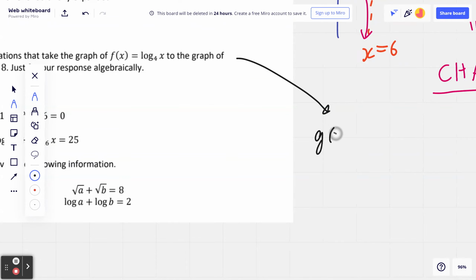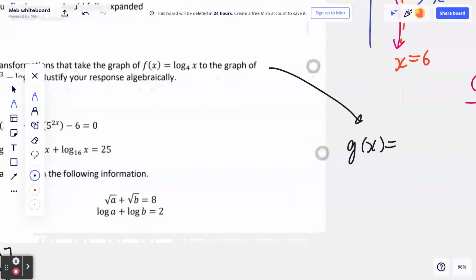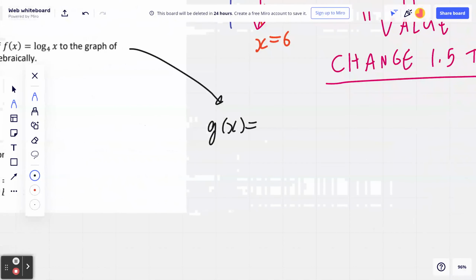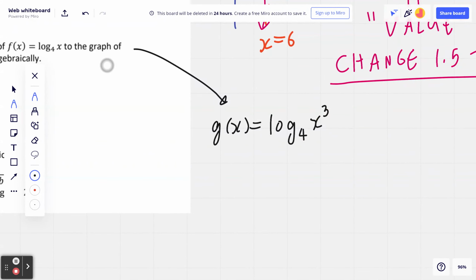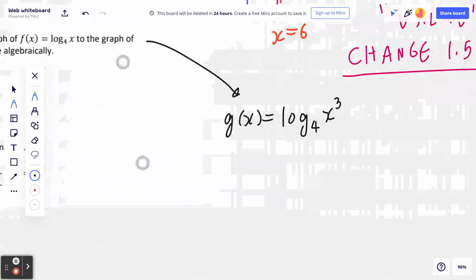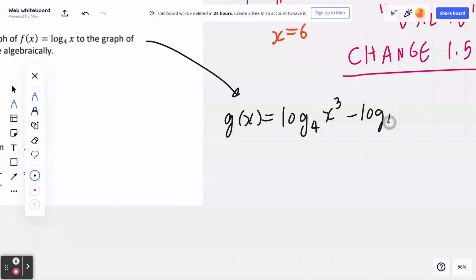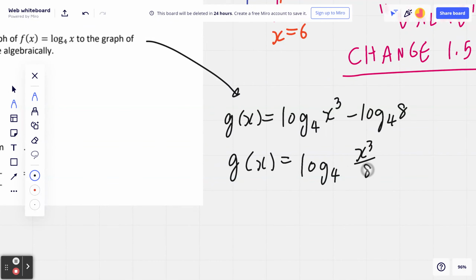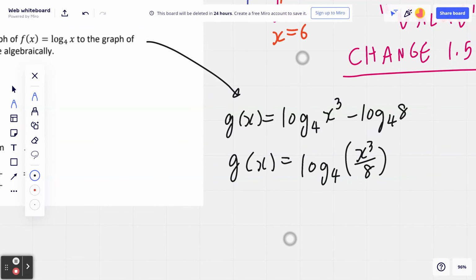So I'm starting with g of x. And this says log of base 4 of x to the power 3 minus log of base 4 of 8. So you really want to think about this in a slow and methodical way. Apply the quotient law. So that's going to be log of base 4, x cubed divided by 8. Now that's the first step.